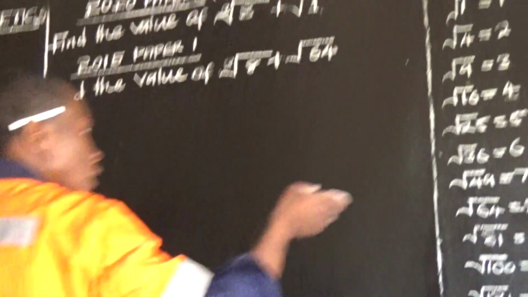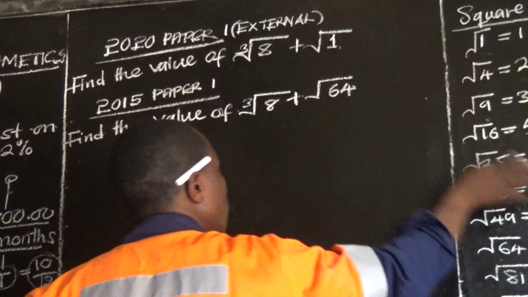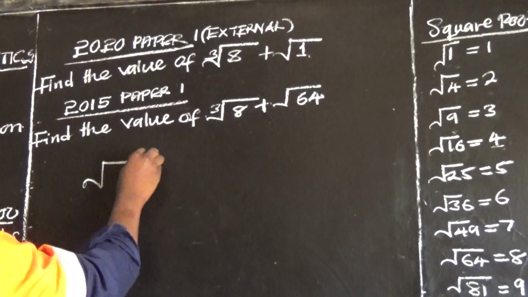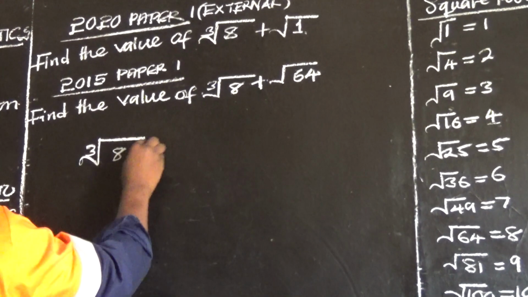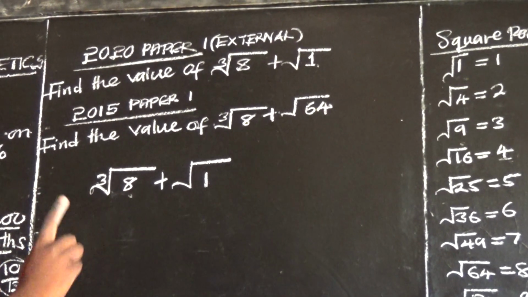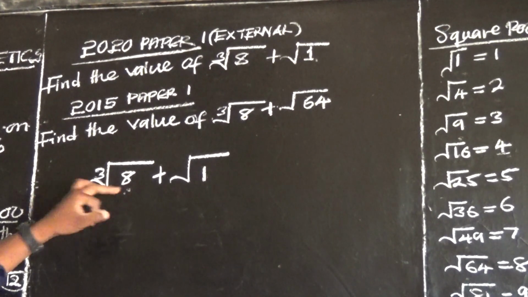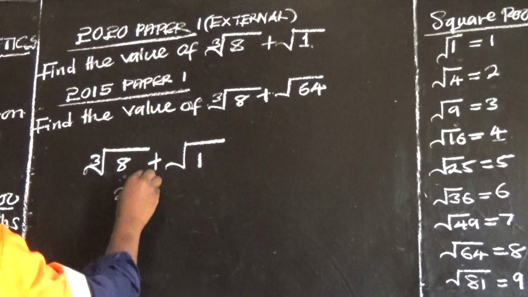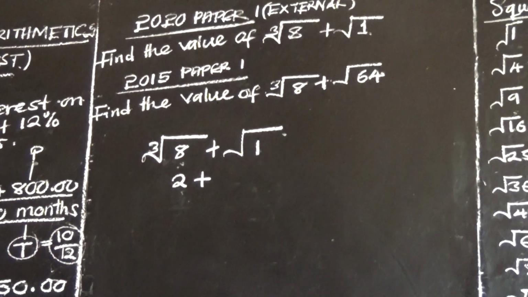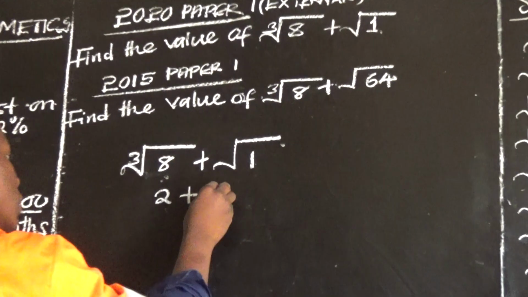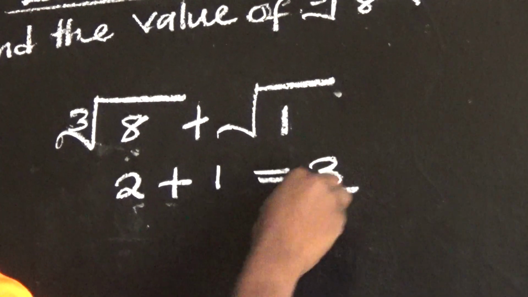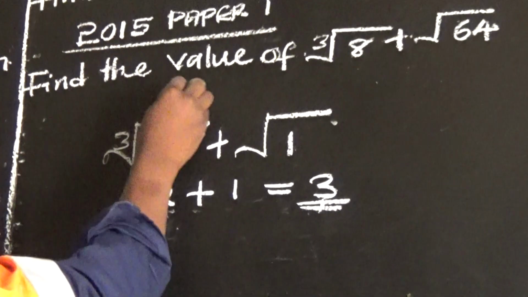So, if you have knowledge on these, you can be able to answer these, right? So, like the first one, they're saying, find the value of the cube root of 8 plus the square root of 1. So, the cube root of 8, you're talking about a number you can multiply 3 times to get 8. That is 2, plus square root of 1. You're talking about a number you can multiply 2 times to get 1, which is 1. So, 2 plus 1 is 3 as your answer. So, this is our 2020.